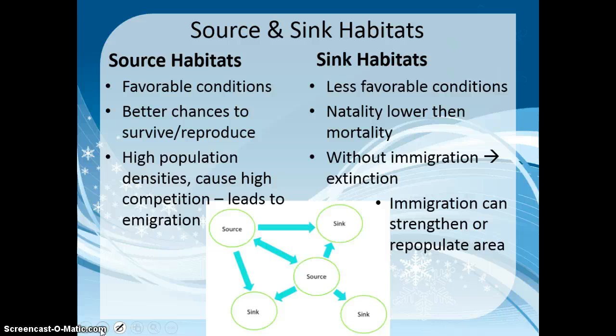So pause here for a second, write down some characteristics of these source habitats and sink habitats. So basically, these source habitats are the better habitats, and that's where you're going to get most of your population. But because you have such a high population, you're going to have more competition, so sometimes organisms will leave to find other habitats. If they leave and they find an area that has less favorable conditions, then they're probably going to have higher death rates than they have birth rates, and that population is going to slowly decline until they become extinct, and that would be called a sink habitat.